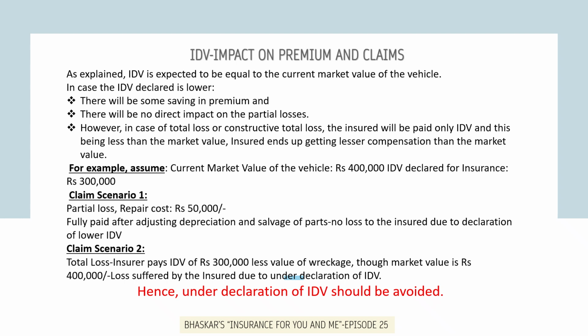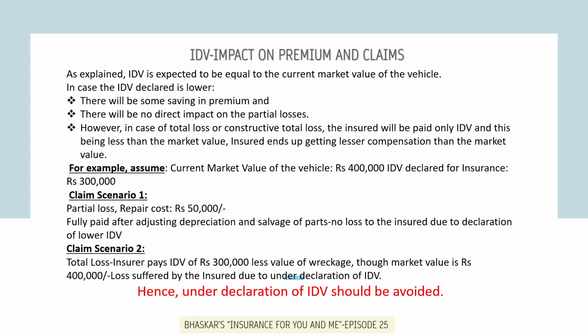So what happens if the IDV is not equal to the current market value and it is declared higher or lower? In case the IDV declared is lower than the current market value, there will be some saving in premium and there will be no direct impact on the partial losses. However, in case of total loss or constructive total loss, the insured will be paid only IDV, and this being less than the market value, the insured ends up getting lesser compensation than the market value.